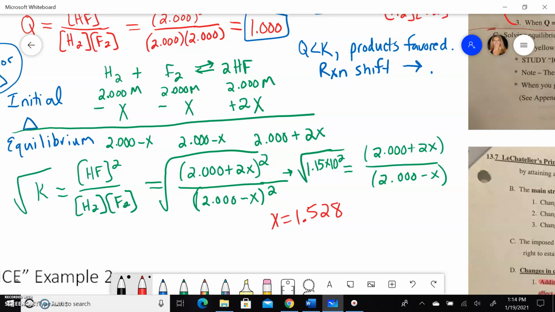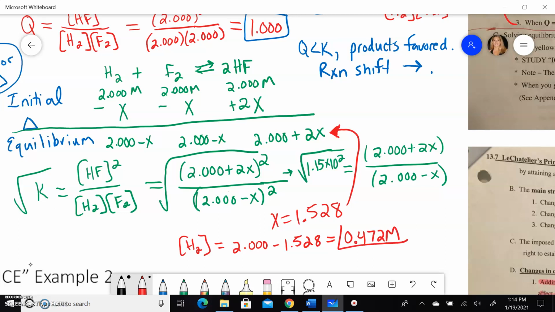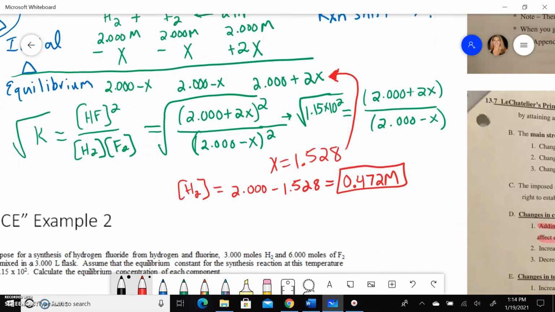And now that we know x, once you solve for x, then you're going to plug x back into these amounts because these are equilibrium amounts, and that's what the question is asking you for. So now we can say that at equilibrium, the concentration of H2 is equal to 2.000 minus 1.528. And we can do the same for F2, and it'll actually be the same thing. And then for HF.